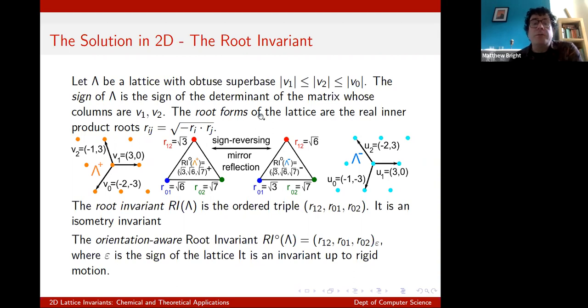And then having arranged that, we compute the root form of the lattice as being the real roots, which are the square roots of the negative of the inner products. And since the negative of the inner product is from an obtuse superbase, it will be positive. So this is a triple of real numbers. And if we've ordered the vectors in the manner that we've described, the root invariant will also be ordered, so that R12 will be the smallest, and R01 and R02 will be in order. That is then an isometry invariant, but we can make it orientation aware. We can take away reflections by decorating it with a sign, and then we've got plus and minus.